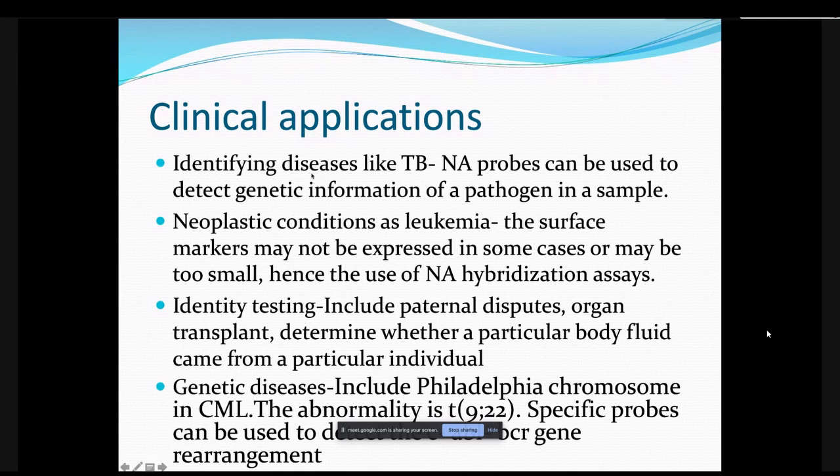Also, in identification of diseases, for example, TB, we are now able to use probes that can detect genetic information of a pathogen in a sample. For example, now you get sputum and you want to see if there's TB in it, you can use probes, like GeneXpert and other PCR-based tests. We also have neoplastic conditions like leukemia. We can look for surface markers, and we can also use this DNA in identity testing, especially in paternal disputes, in organ transplants, whereby you want to determine whether a particular body fluid came from a particular individual.